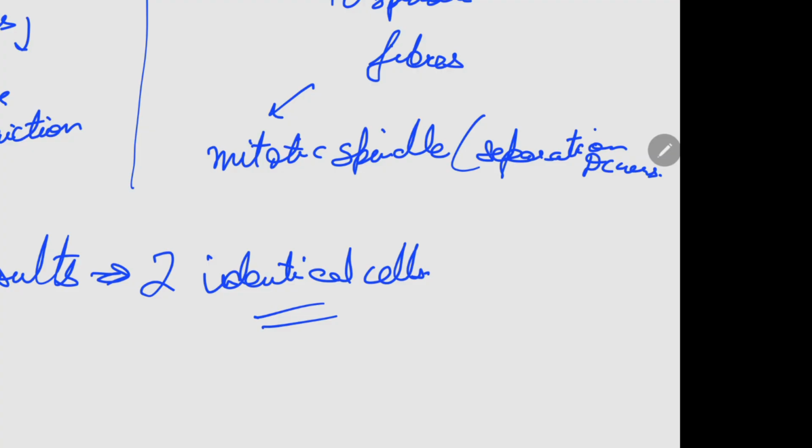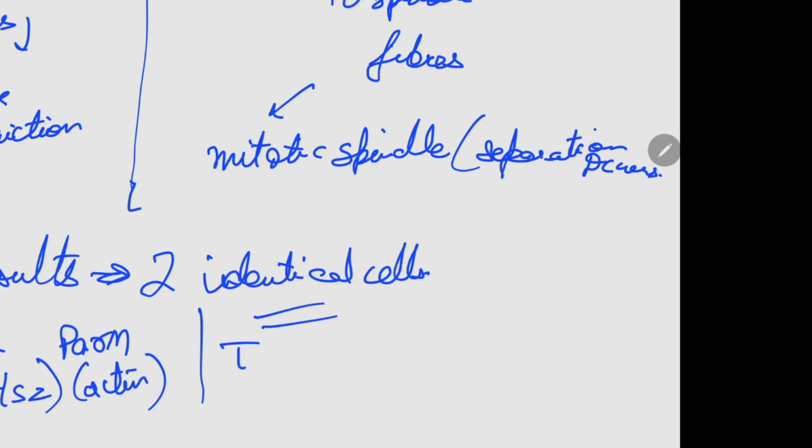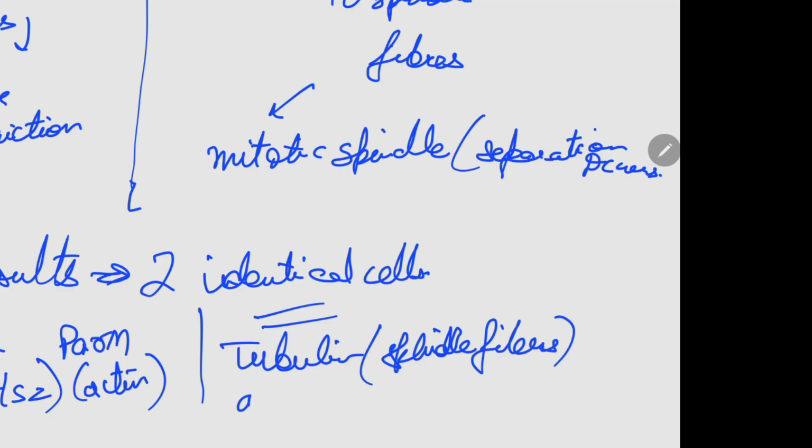Which key proteins are used in prokaryotes? Tubulin-like FtsZ and actin-like ParM, which forms actin filaments. And in eukaryotes, tubulin, which forms spindle fibers, and actin, which forms the cytokinesis ring.